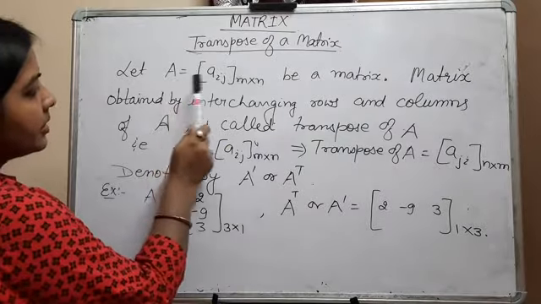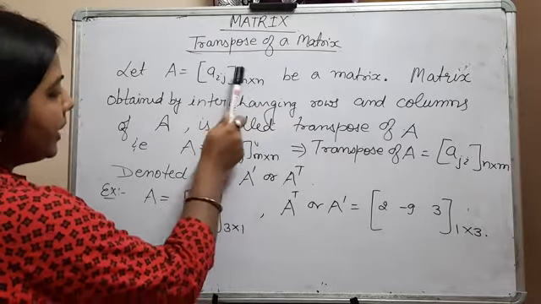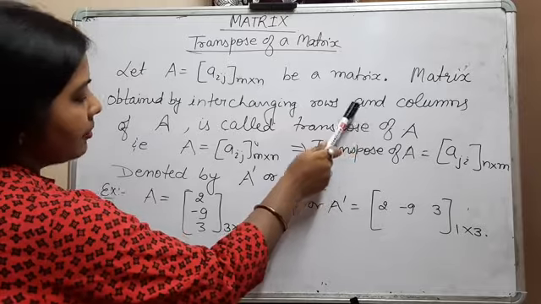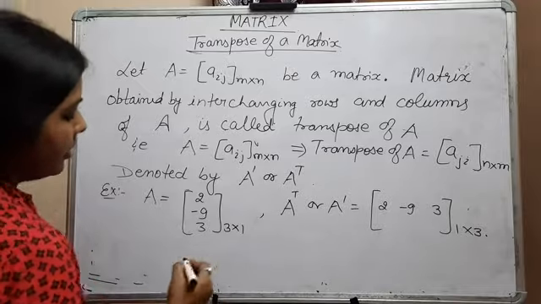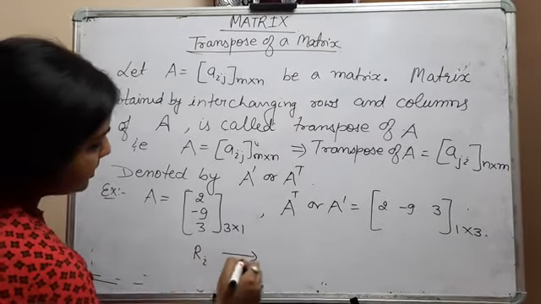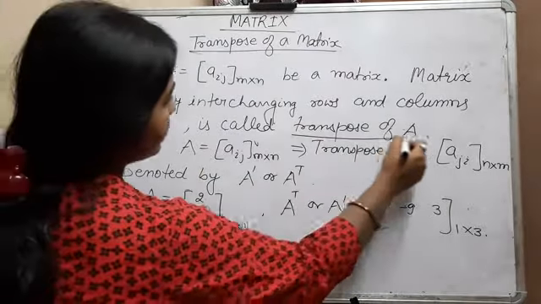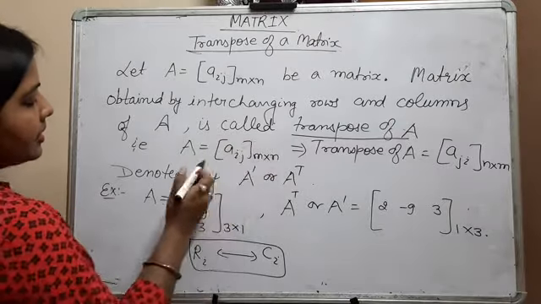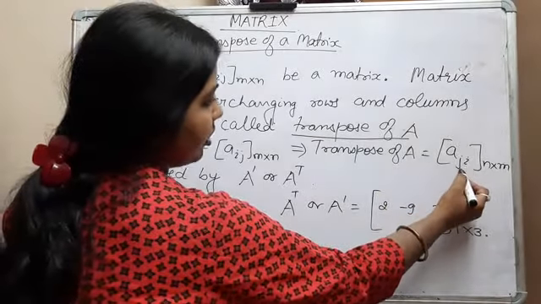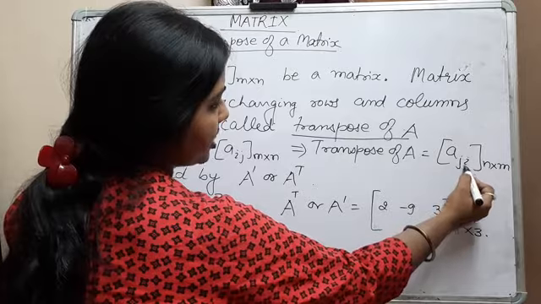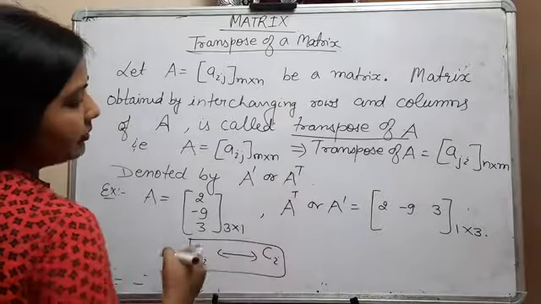When we take a matrix A_ij of order m by n, we interchange rows and columns. Means in place of rows we write columns, and in place of columns we write rows. It is like Ri interchanging with Ci. That type of format is called the transpose of the given matrix. So matrix A_ij of order m by n has transpose A_ji of order n by m, and we denote it by A dash or A to the power T.